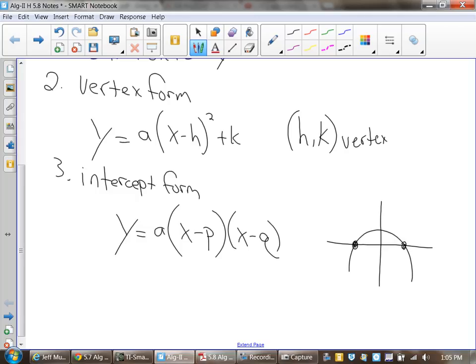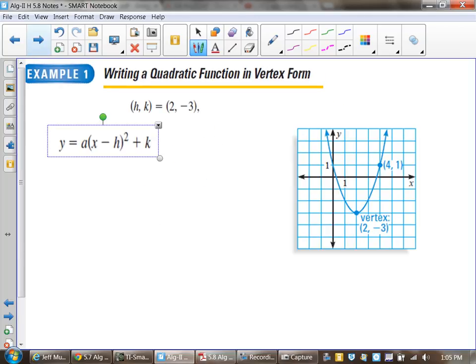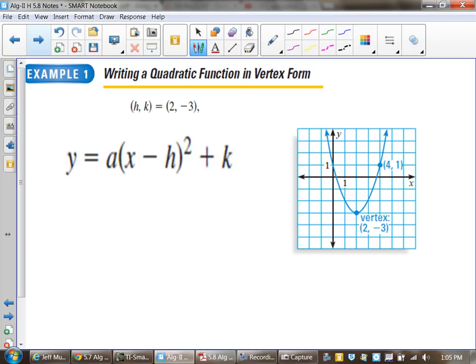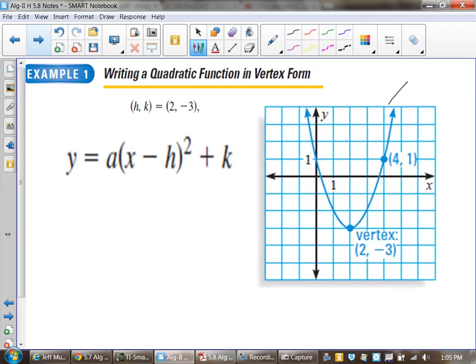All right. What's going to happen here is I'm going to write a quadratic function in vertex form, your y equals a times quantity x minus h squared plus k, given this information. When I look at the information that I'm given, I have a vertex, 2, negative 3, and I have a point, 4, 1. Do you agree? Yeah.